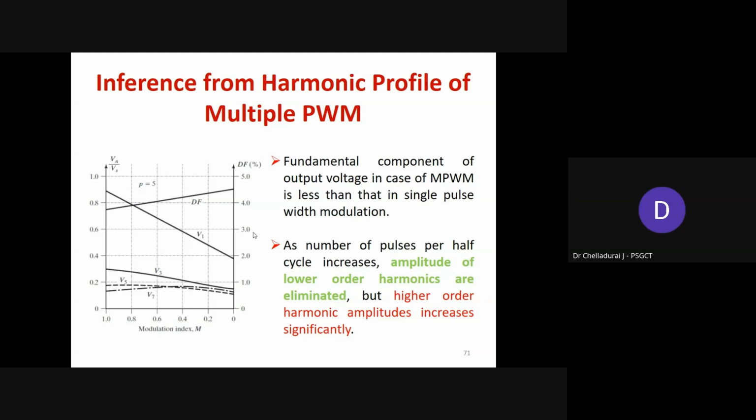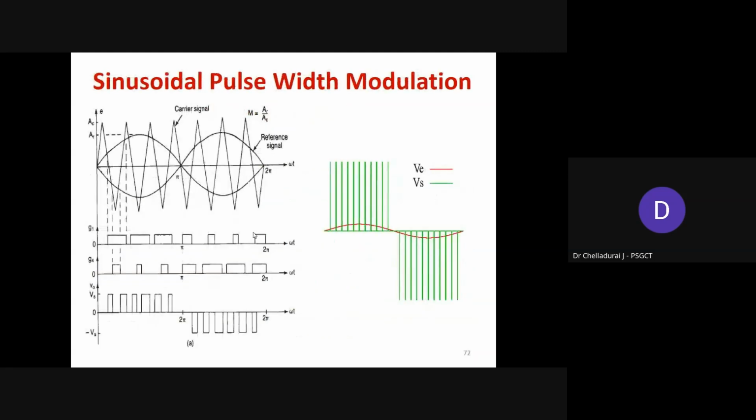Then higher order harmonic component magnitudes may increase, but it can be easily compensated or cancelled or mitigated with the help of very low size filters. Next, a very popular modulation technique, that is sinusoidal pulse width modulation.